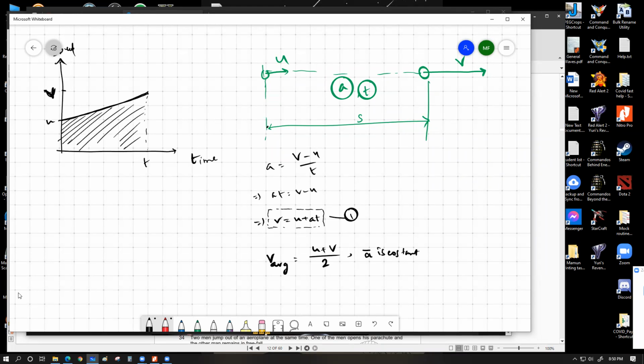The idea of average velocity is that average velocity is given by total displacement divided by total time. Because I'm using average velocity, I'm saying displacement. If I say average speed, this would be distance over time. In this case, this was a straight line motion, so distance and displacement are exactly equal because we are not going in opposite direction, we're not changing direction.